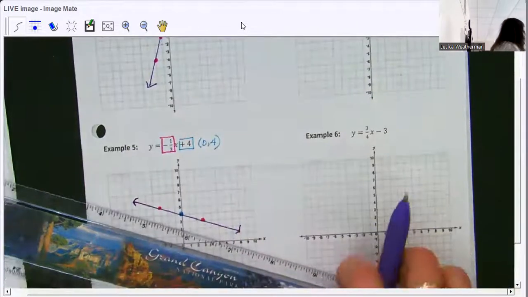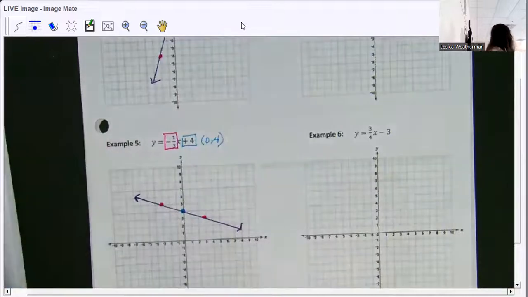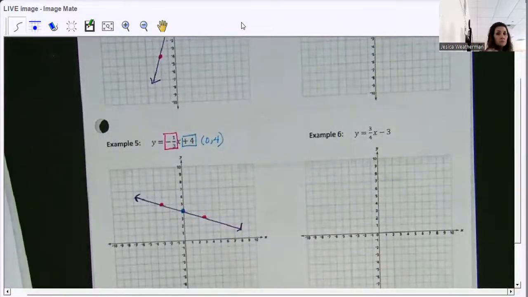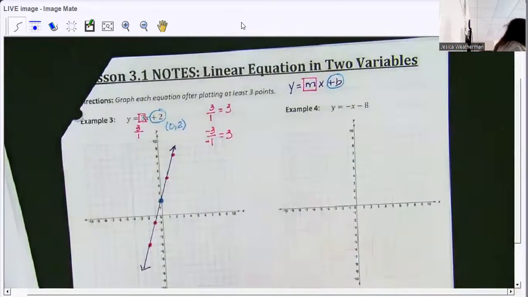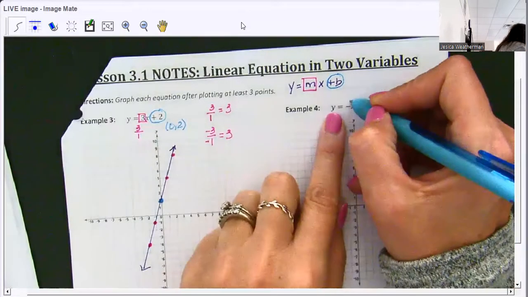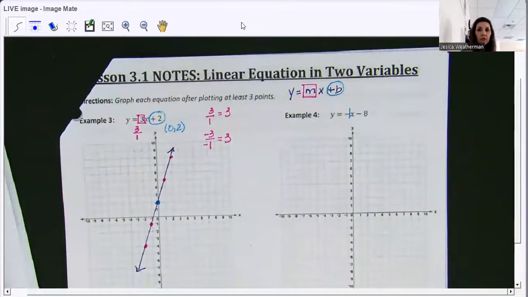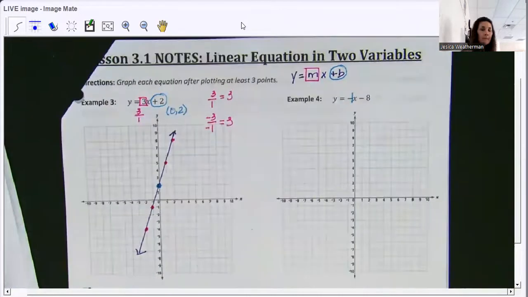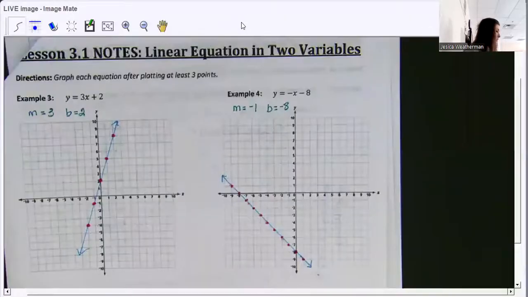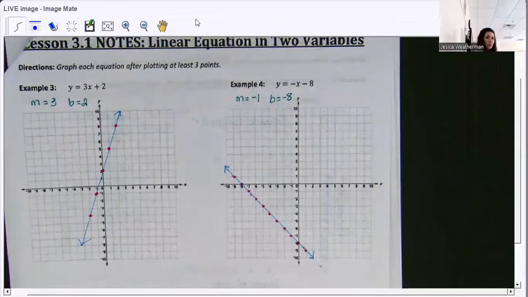Are there any questions before you do the 2 on your own? Okay, one thing to notice is that in number 4, this negative x is a -1x. So you're gonna rise and run 1, but remember it's negative, so your slope should represent a negative slope. Okay, I'm gonna give you a little bit to do these 2 problems. Okay, so this is example 4, check that one.